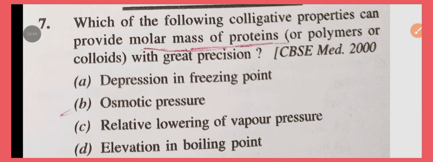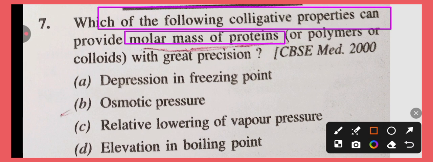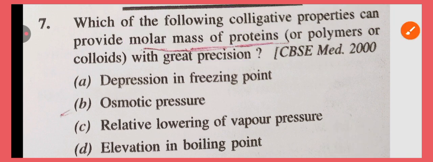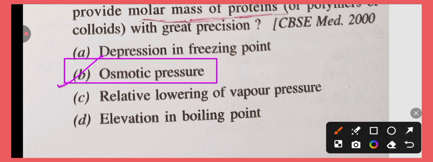Let's look at the recent entrance MCQs. This question was asked in CPSE 2000. Let's read the question. Which of the following colligative properties can provide the molar mass of the protein with great precision? The colligative property that can provide the molar mass of proteins, polymers or colloids with great precision is osmotic pressure. Here option B, osmotic pressure, will be the correct answer.